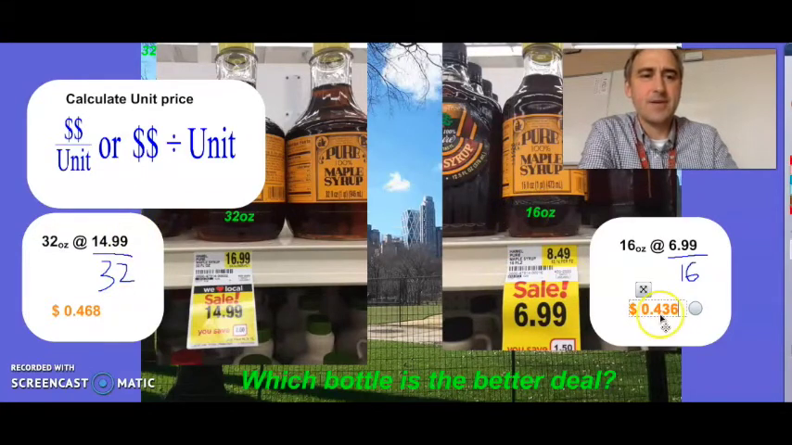That's right. 16 ounces is cheaper, although they're both on sale. This one, you almost save 3 cents per ounce. Over 10 ounces, that's like 30 cents. For 30 ounces, oh my gosh, that's like 90 cents, or almost $1. Let's get back to our packet.